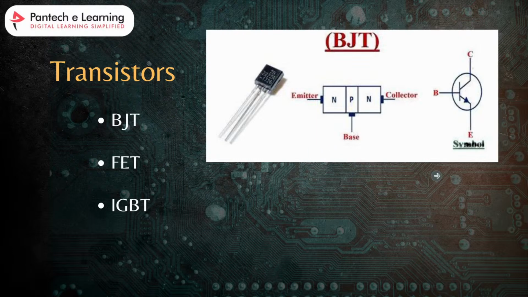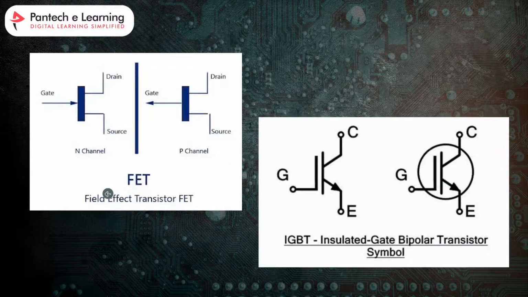So the next one is the FET. Here you can see the FET. FET is nothing but a field effect transistor. This field effect transistor also has three terminals: gate, drain, and source. This is an N channel FET and this is a P channel FET. They control the flow of current between the drain and source by applying a voltage to the gate.